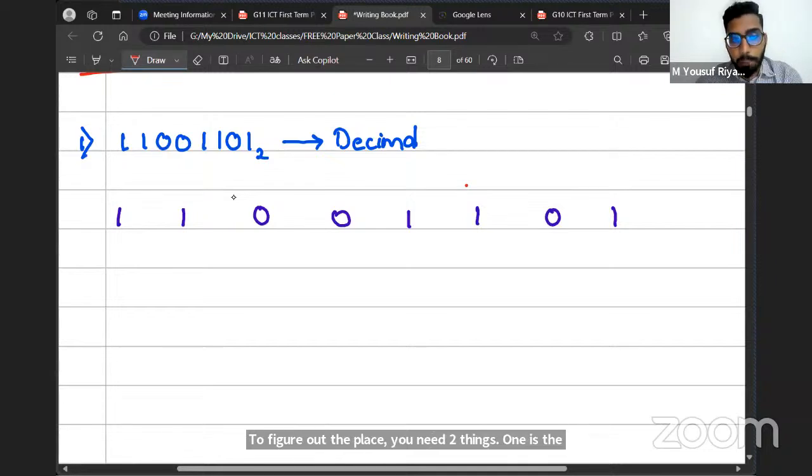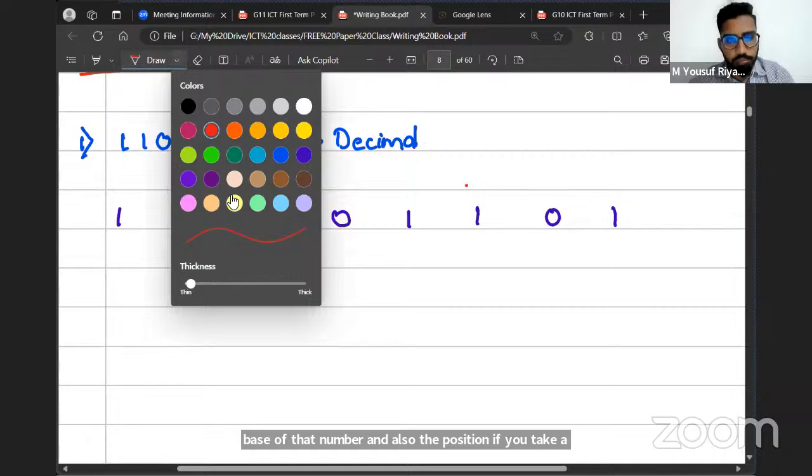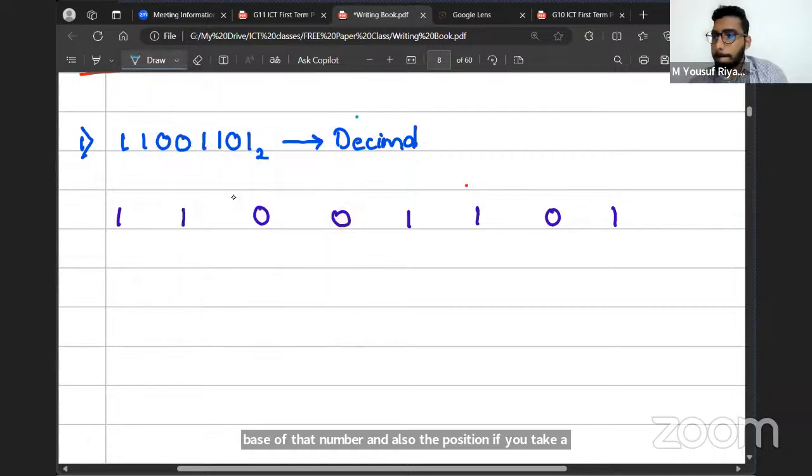If you take a binary number, what is the base of a binary number? You can answer in the chat, okay? It is 2, right? So to find the place value, you need the base first, and then you raise it to the power of the position. You always start from the right side corner, and the position starts with 0. So this is going to be 2 to the power 0.